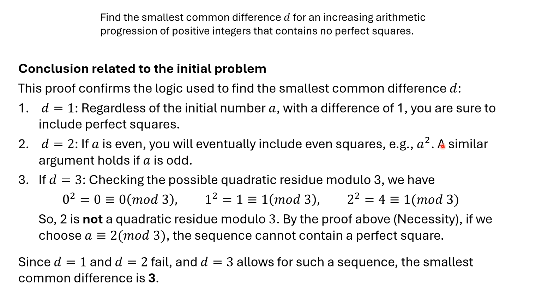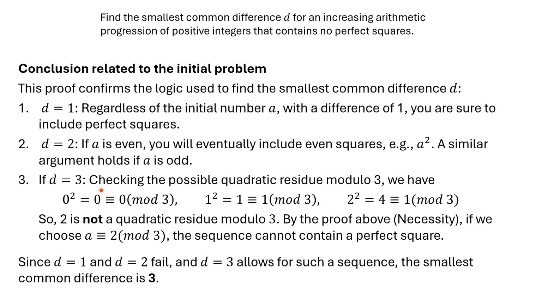And then if a is odd, you have a similar argument because the square of an odd number, like 7, is also odd. And if you're going by steps of 2, and you start with 7, you're going to hit 49. And in general, if you start with an odd number, you're going to hit the square of that odd number going by increments of 2. So these two are out.